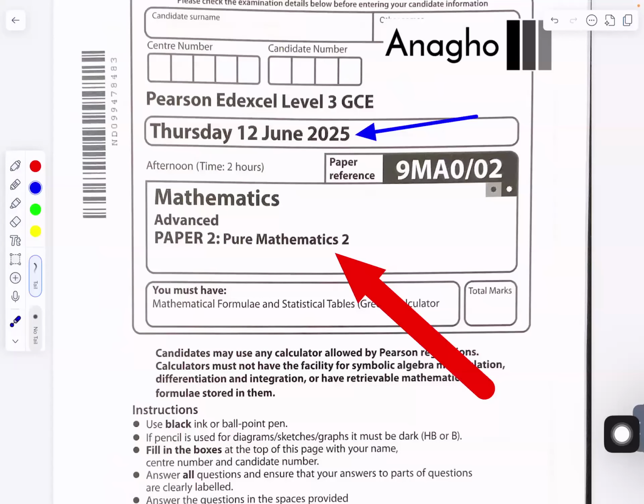And the best way to learn A-level maths is for you to try the question first before you look at the working out. So try it first. So 2025 Pure Mathematics Advanced Level Paper 2.